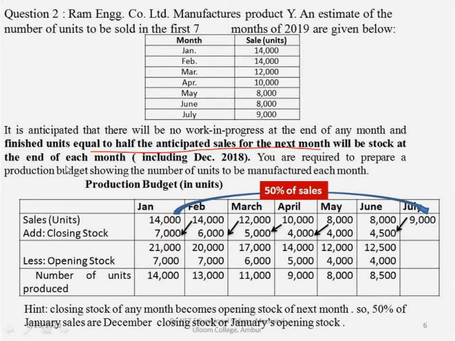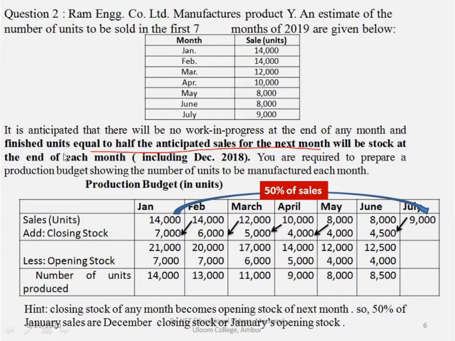So here they've asked us to prepare the production budget. First we will write the sales units. Prepare columns for particulars and for the months of January, February, March, April, May, June, July. Then write the sales units: 14,000, 14,000, 12,000, 10,000, 8,000, 8,000 and 9,000.